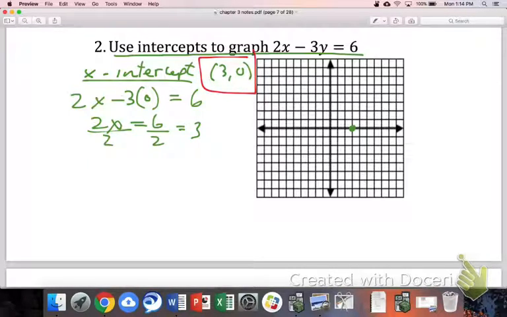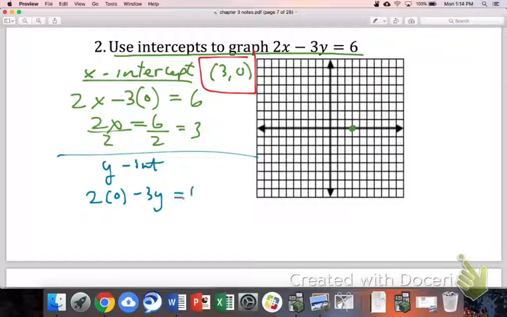All right, so now let's find the y-intercept. To find the y-intercept, I need to plug a 0 in for x. So it's going to look like this: 2 times 0 minus 3y equals 6. Again, what's so great about this? Anything times 0 is 0. So we're going to get negative 3y equals 6. To solve this, I need to divide both sides by negative 3. Dividing by negative 3, I get y equals -2. So I know that my y-intercept is (0, -2).